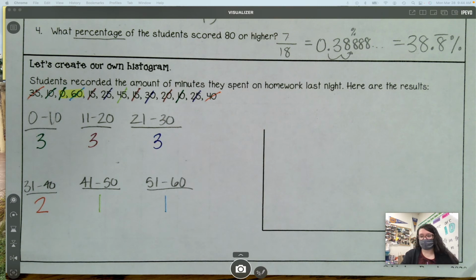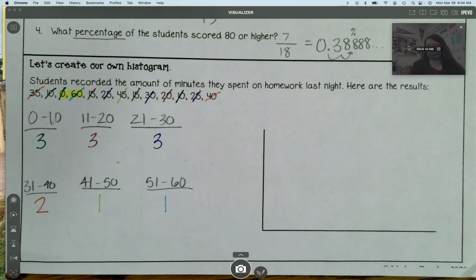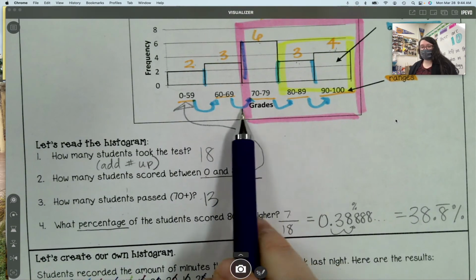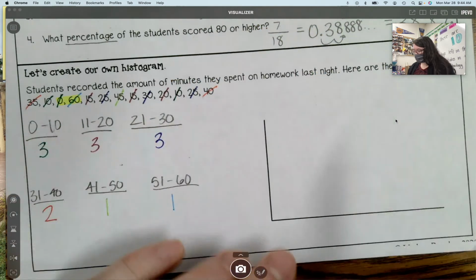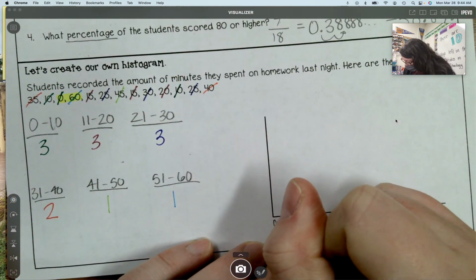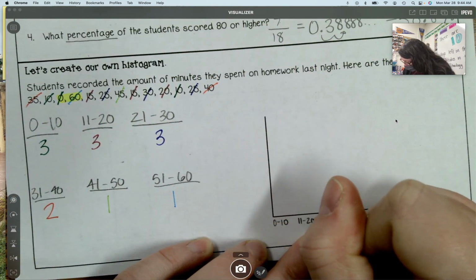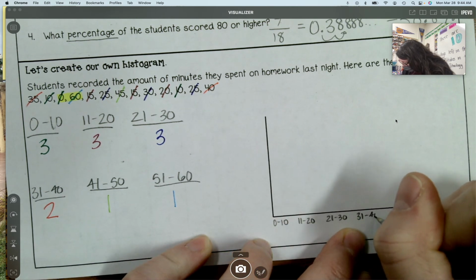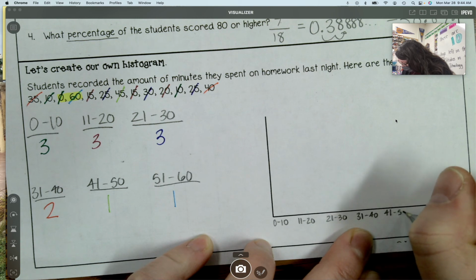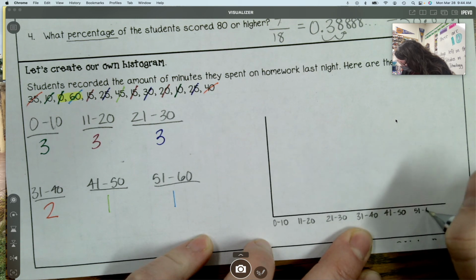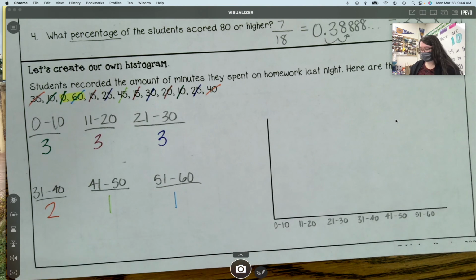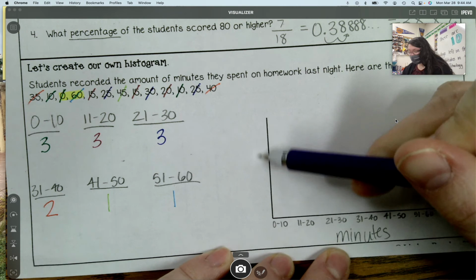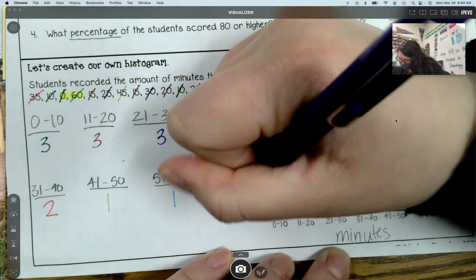So let me move myself up top so that you can see better. The bottom, just like up here, is going to have our ranges. So our ranges were 0 to 10, 11 to 20, 21 to 30, 31 to 40, 41 to 50, and 51 to 60. And those were the number of minutes. On this side is going to be the frequency, or the number of students.